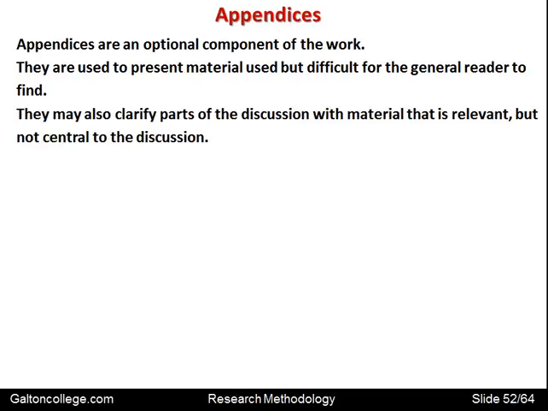They may also clarify parts of the discussion with material that's relevant but not central to the discussion. For example, if there was some complicated calculation and perhaps a proof of a particular calculation that was needed, instead of cluttering up the main work with the mathematics of this, it may be included as one of the appendices. So sometimes material which is referred to could be worked on in the appendices, and the relationships could be sorted out there. It just means that the main work itself is easy to read.